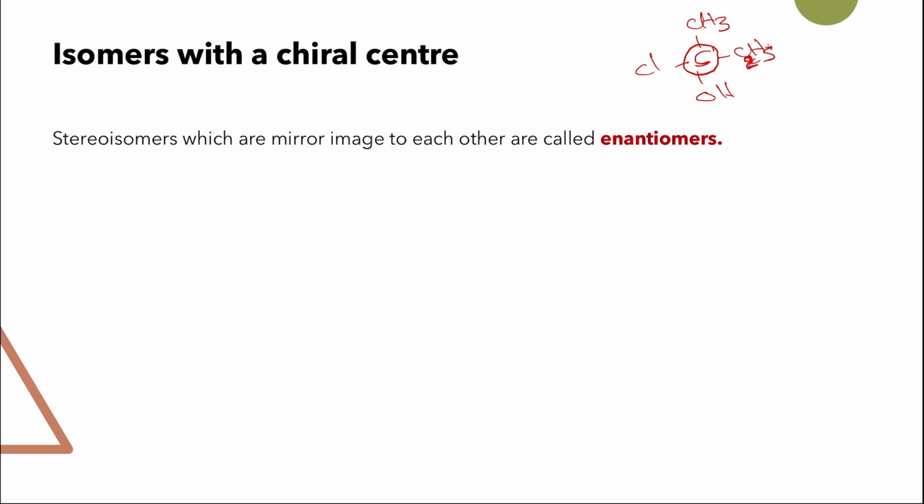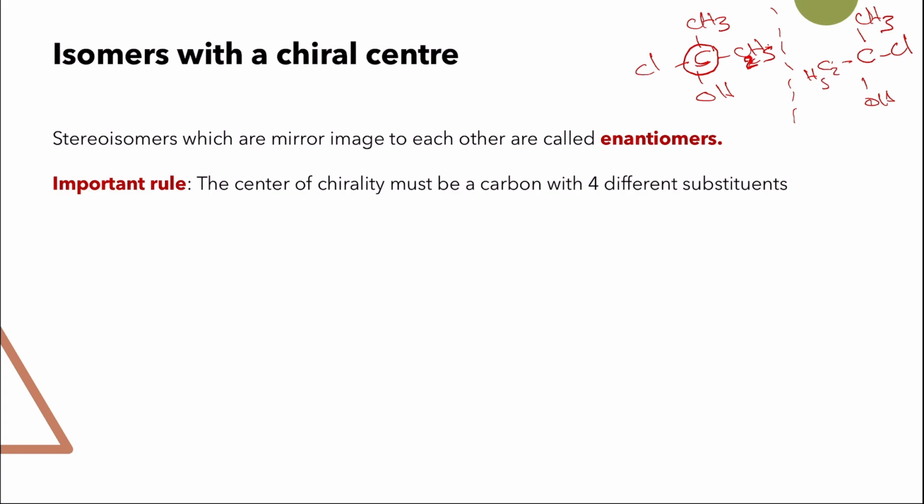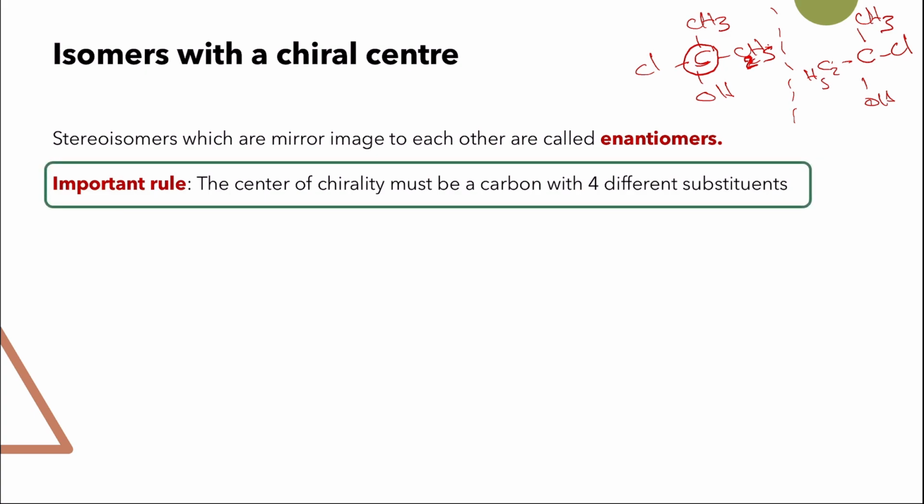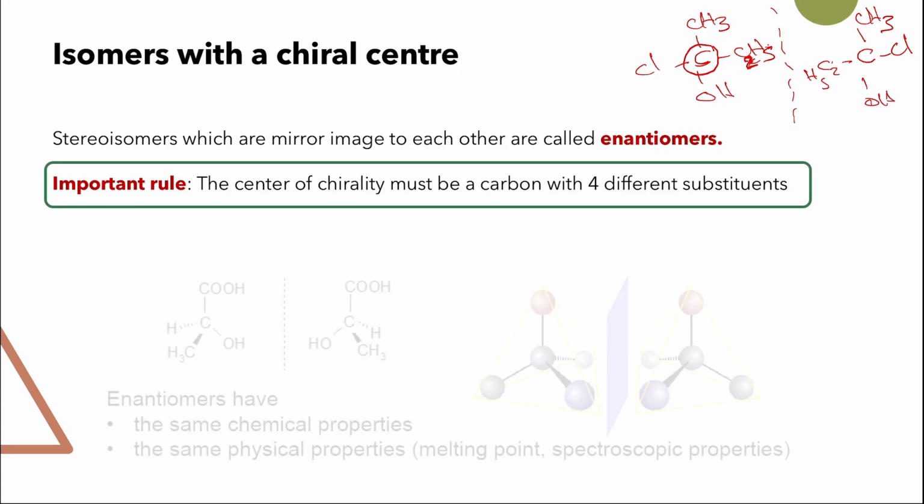For these compounds, there will be a mirror image. There will be another compound that has the same substituents, but it's going to be the mirror image of this compound. When you draw the mirror image, you have this carbon, then the ethyl group on that side, the methyl here, the OH here, and the chloro here. These two are mirror images of each other, and they are different, and they are called enantiomers. An important rule is that the center of chirality must be a carbon atom with four different substituents.